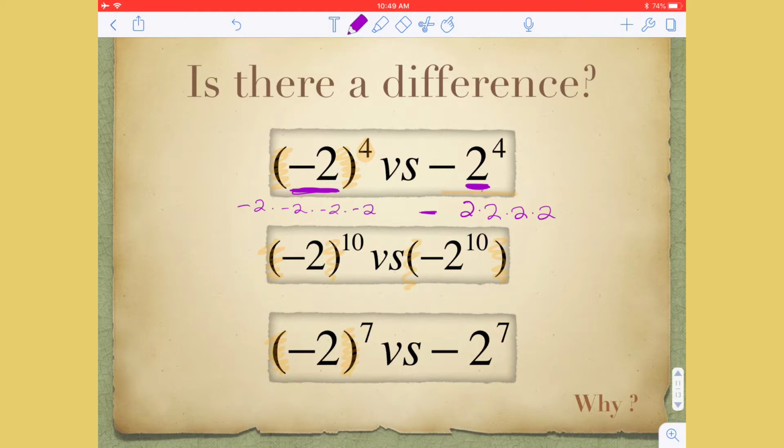It's very critical to pay attention to those parentheses when you have them versus when you don't, because it will make a difference in your final solutions that you get.